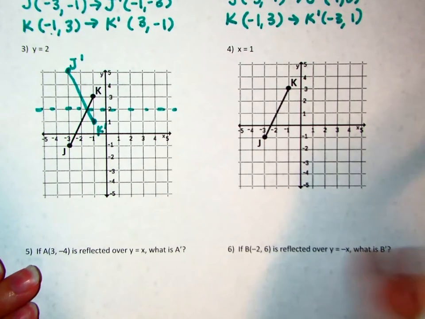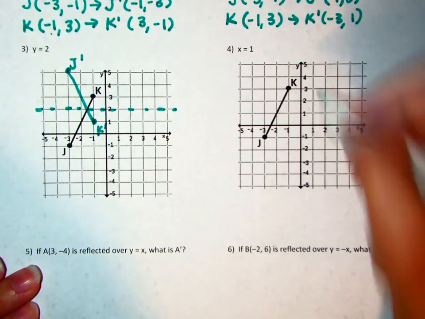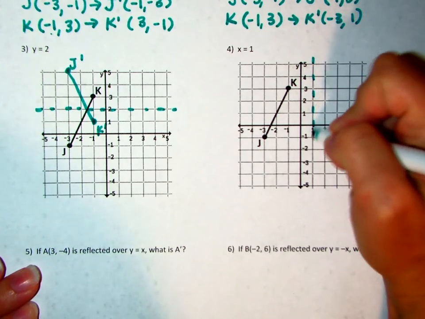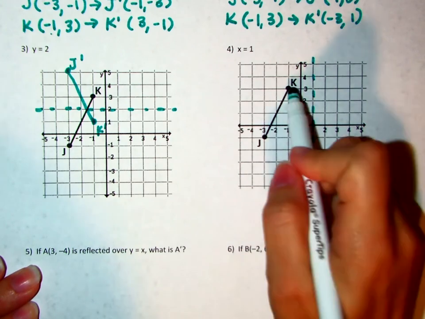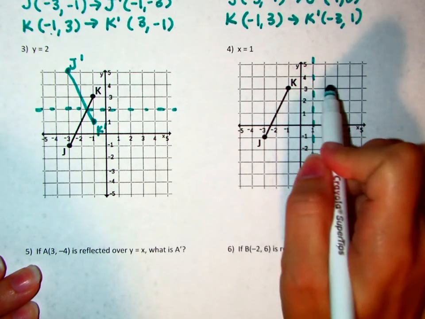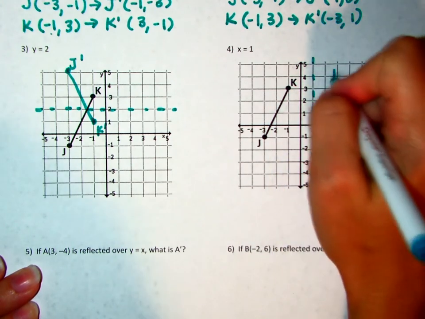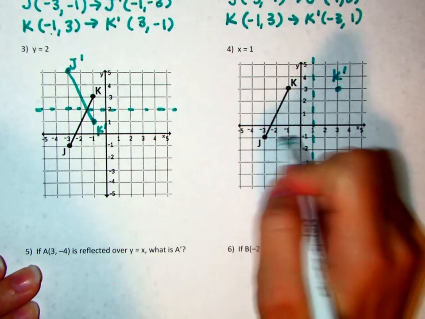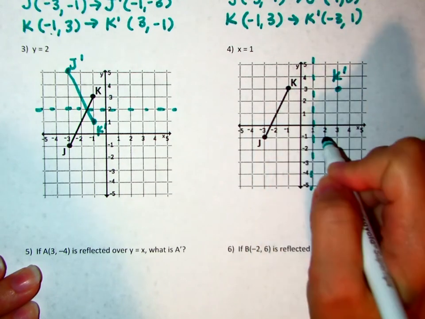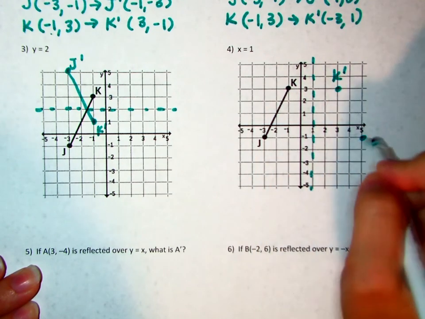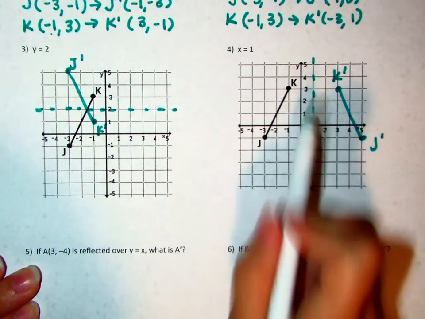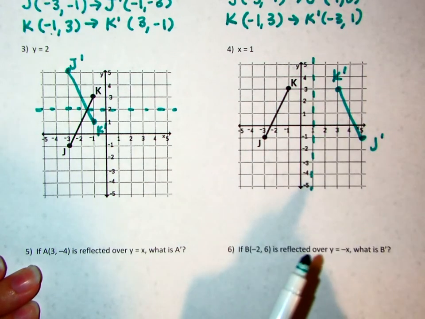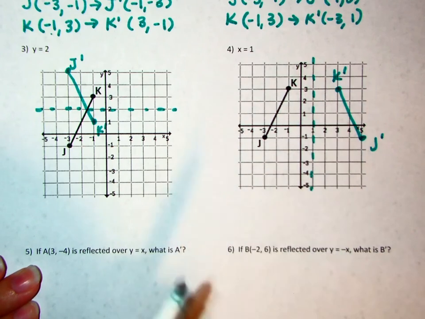Number 4, x equals 1. So we want to plot the line x equals 1. There we go with our dashed line. Again, we're going to count to this line. K is 1, 2 units away, so keep going 1, 2. That's going to be my K prime. J is 1, 2, 3, 4 units away, so we count 1, 2, 3, 4 units on the other side. That's going to be my J prime. We'll connect these dots. Again, if we folded it on this reflection line, we would see that these two figures would line up.